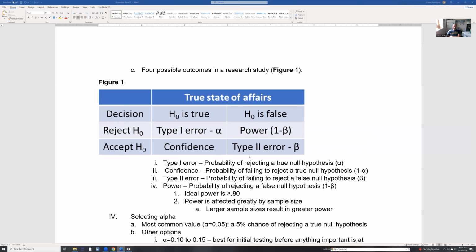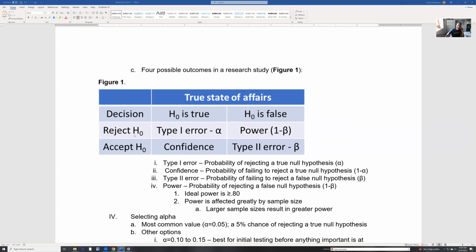So there's a true state for the null hypothesis. Either the null hypothesis is true or the null hypothesis is false. Then we make decisions. Either we reject the null or we accept. Some people say fail to reject. It's fine. Fail to reject, accept. I mean, if you fail to reject, you tend to accept it.